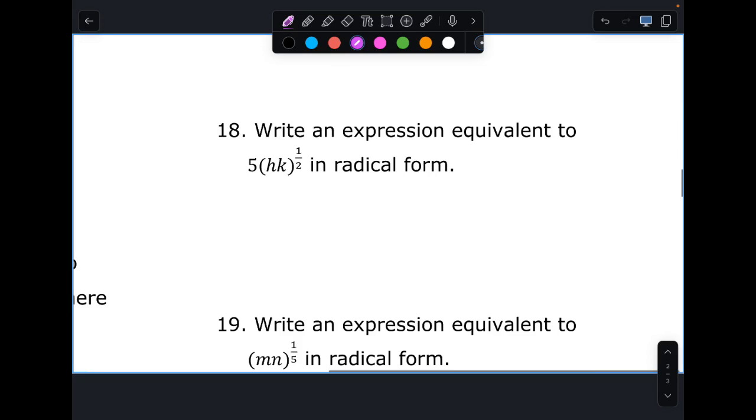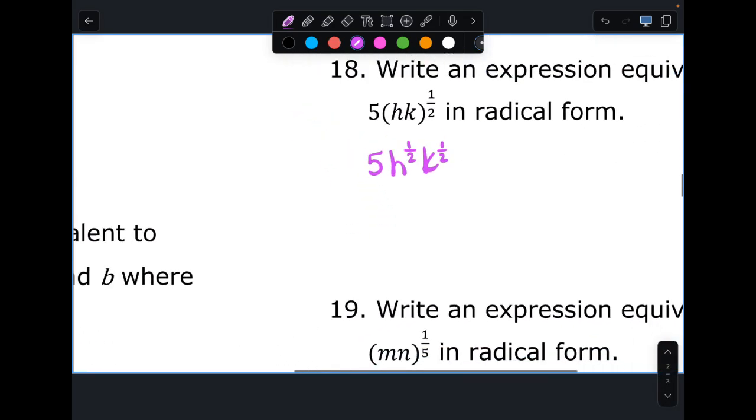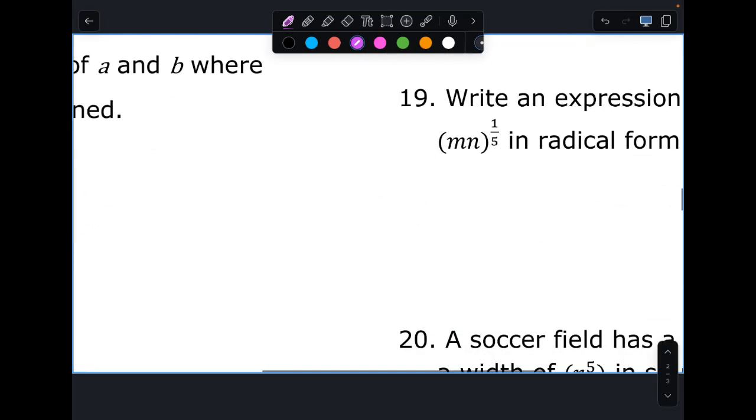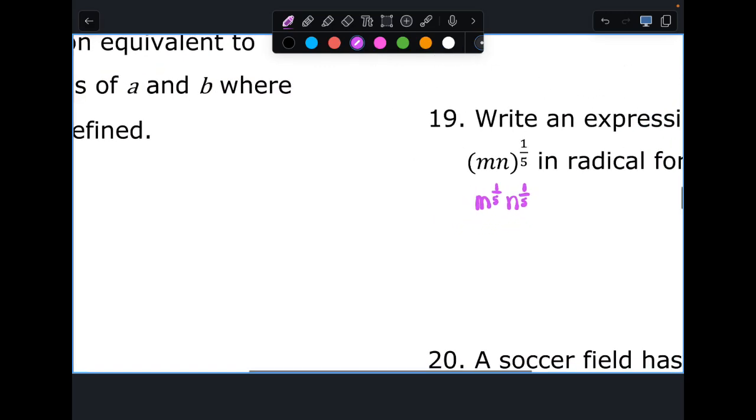All right, number 18. The 1/2 does not apply to the 5. Bring the 5 down. But we do get h to the power of 1/2 and k to the power of 1/2. Done. Number 19. That's it. There's nothing else to do. Distribute the 1/5. We get m to the power of 1/5 and n to the power of 1/5. Done. Yay! We did. Number 20.